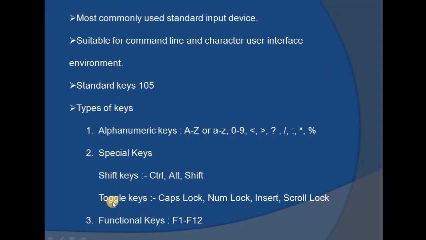We need to understand the meaning of toggle here. Toggle means it will change the state, like we have this caps lock. The moment I press the caps lock button and start typing or press these alphabets like ABCD, it will be typed in capital letters. So it is changing the state from small letters to capital letters. That's why we call them toggle keys. Again, if I press caps lock, it will return from capital letters back to small letters. So that's why these keys are called toggle keys.